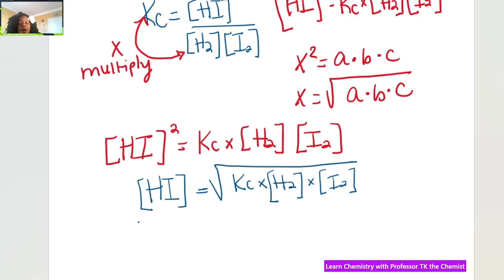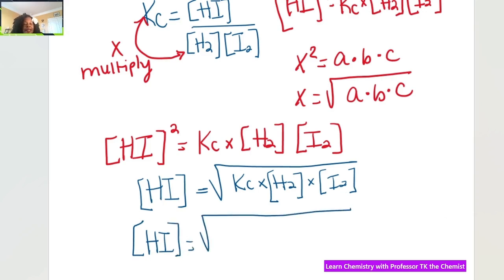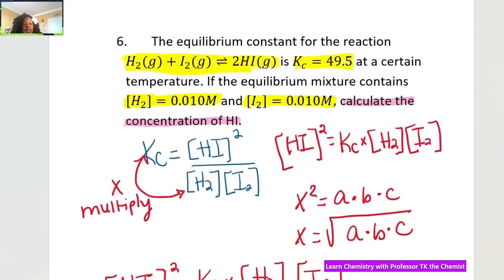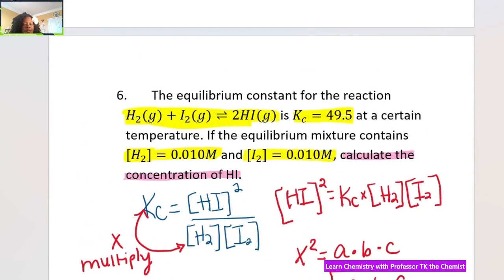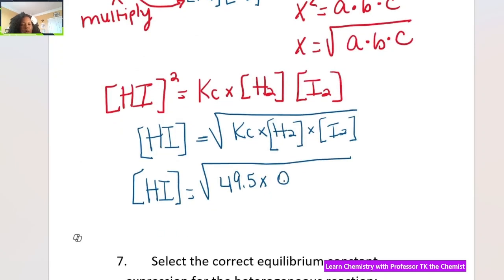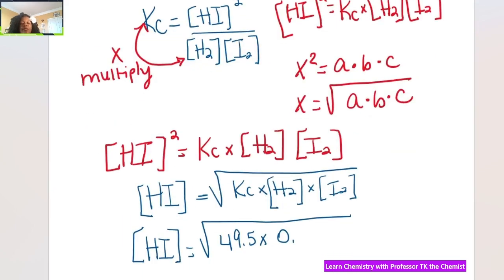Okay, now we're going to plug in our numbers. We're looking for HI. All right. The Kc that they gave us was 49.5. So we got to write that in right here. 49.5 times the H2 that they gave us in our problem. Let me go back and look at the number again. Hold on, y'all. 0.010 times I2's number, which is also 0.010. Okay.